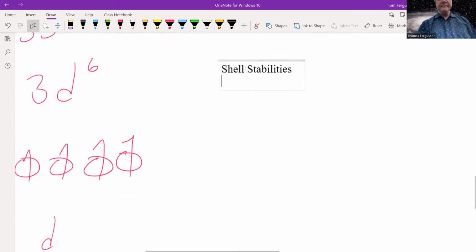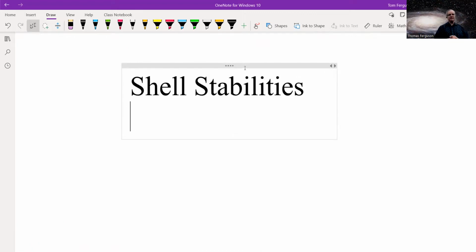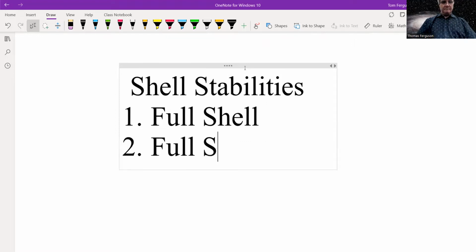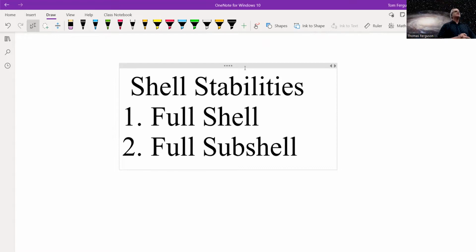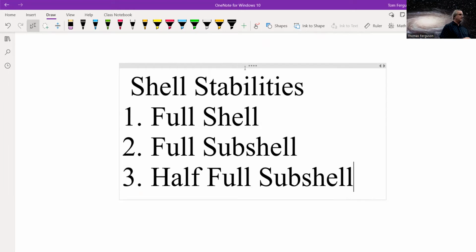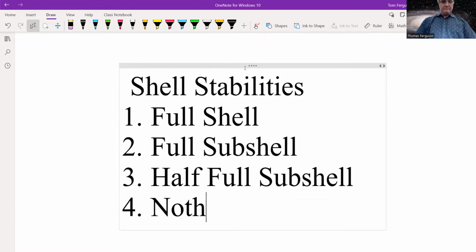Okay, so let's look at shell stabilities. Absolutely, the most stable shell is going to be a full shell, like the noble gases. Next is a full subshell. Next is a half full subshell. And then nothing in particular is stable. Okay, now you need to know these.